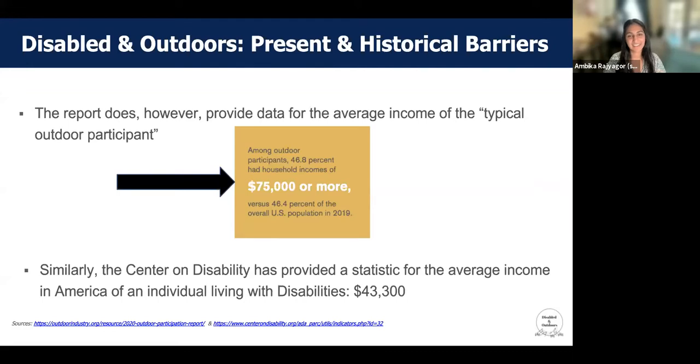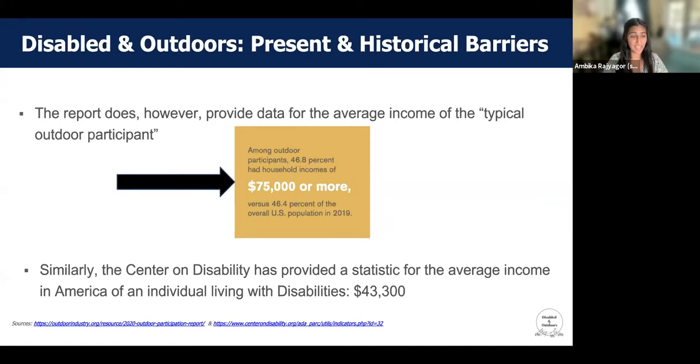Next slide, please. I said a couple mean things about that report, but I didn't mean to. This report does provide data for the average income of a typical outdoor participant. That was very helpful because I wanted to juxtapose that with the typical outcome that we see with individuals who live with disabilities. In the outdoor report, they say that of the 46.8% of individuals in the United States who are typically outdoors, the average income is $75,000 or more. This is probably to take into account how expensive participating in outdoor programs is, the equipment, and traveling.